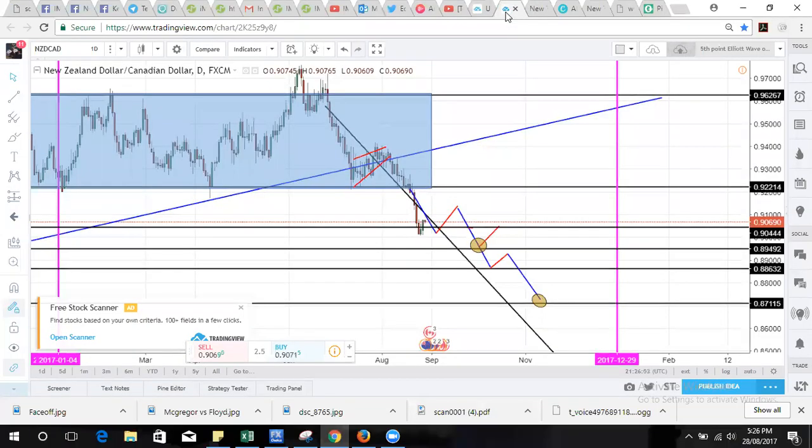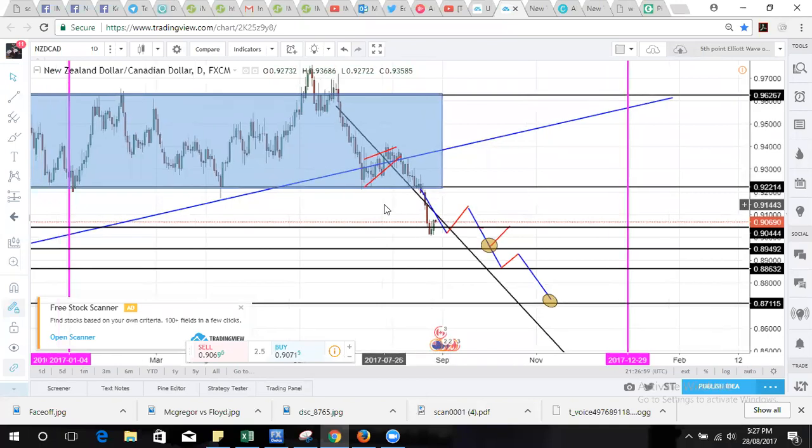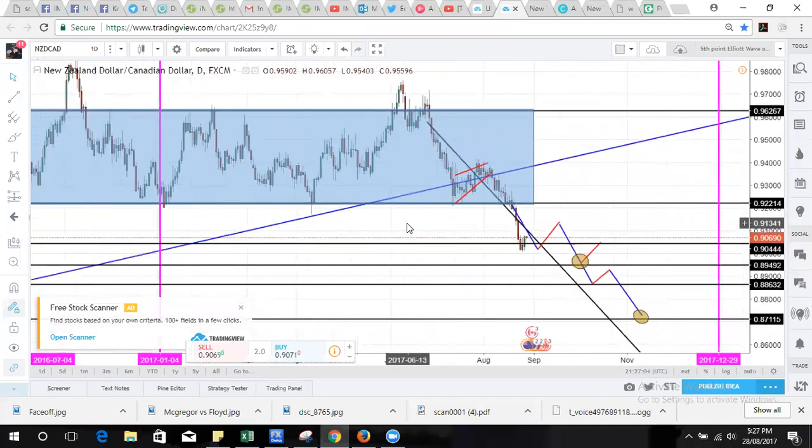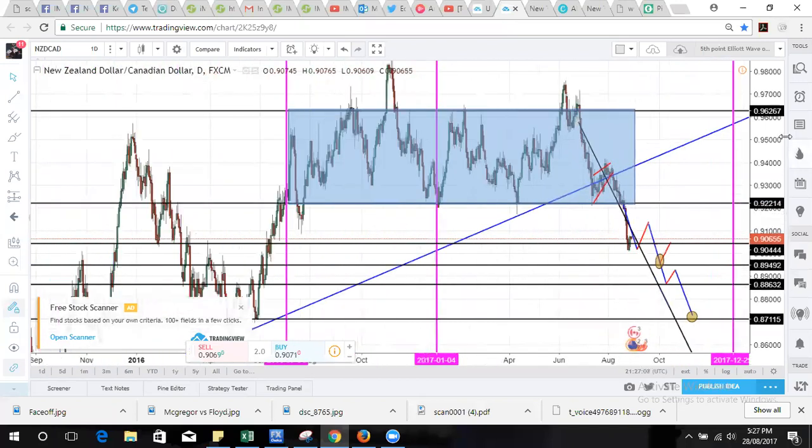Okay, good evening, guys. This is an update on the NZDCAD trade that I called in the PIPS Globally group. Right now, basically, this trade is based on an analysis that I did.